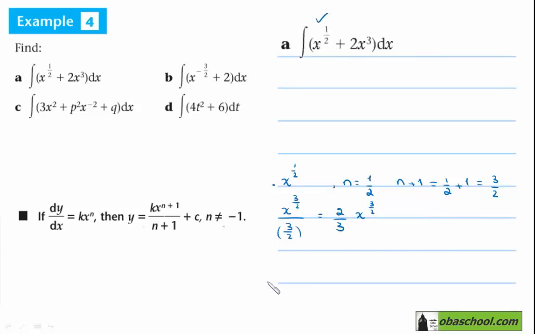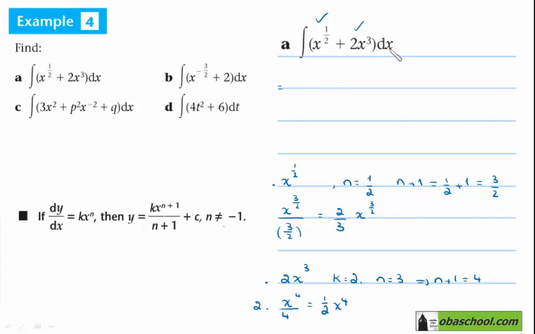Let's go now to the second term, 2x to the power 3. By comparison, k is equal to 2 and n equals 3. Therefore, n plus 1 equals 3 plus 1 equals 4. Let's substitute using the formula. The integration of 2x power 3 is 2 multiplied by x to the power 4 divided by 4. After simplification, this is equal to 1 over 2 x to the power 4.